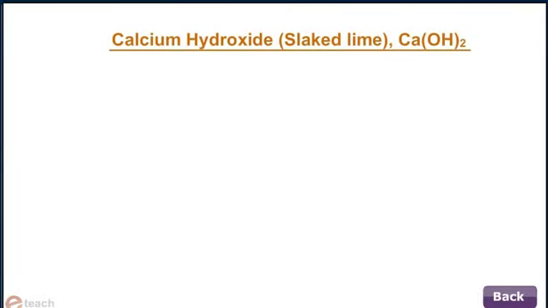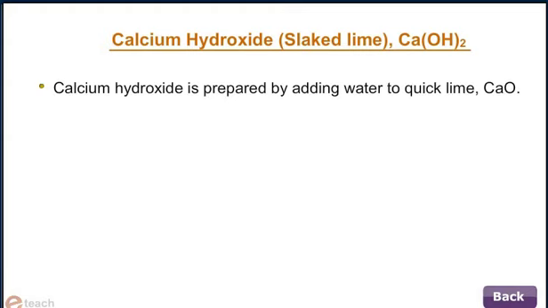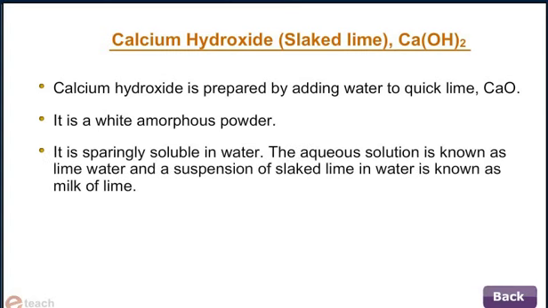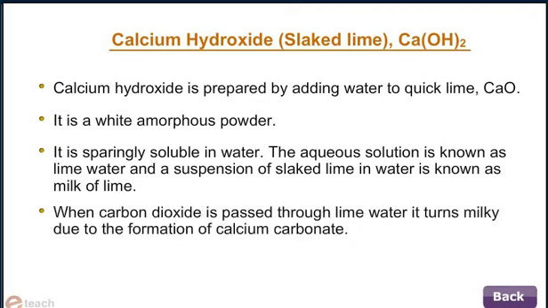Calcium hydroxide, slaked lime, Ca(OH)2. Calcium hydroxide is prepared by adding water to quicklime, CaO. It is a white amorphous powder. It is sparingly soluble in water. The aqueous solution is known as lime water and a suspension of slaked lime in water is known as milk of lime. When carbon dioxide is passed through lime water, it turns milky due to the formation of calcium carbonate.